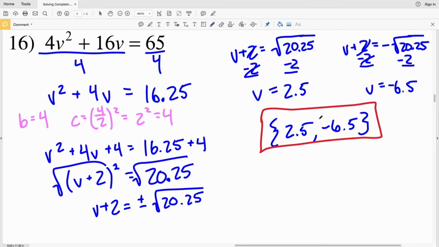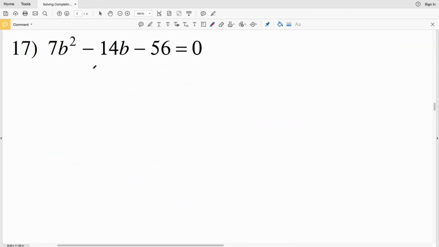In this video, we're going to complete the Solving by Completing the Square worksheet on the KutaSoftware website under the Infinite Algebra 1 section, picking up where we left off with number 17.